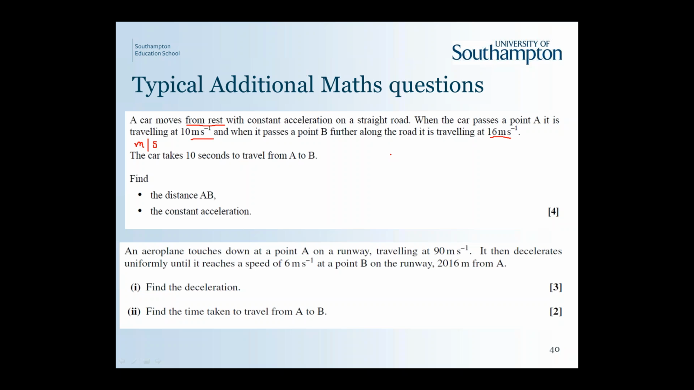So I've got this little point A, and at A I'm going at 10 meters per second. I go further along, and at D I'm going at 16 per second, and it's taken us 10 seconds to get from A.